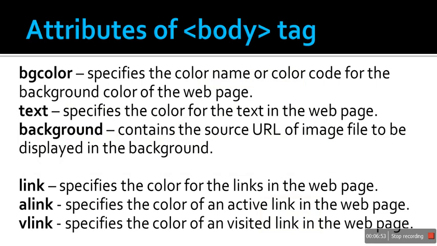Now let's talk about the different attributes of the body tag. We have already seen bgcolor, which specifies the color name or the color code for the web page background, and we have seen the text attribute, which is used to specify the color for the text. The next attribute we are going to work on is background. It is used to specify the complete URL of the image file. So this is used to provide a background image in the web page. It will come behind the text.